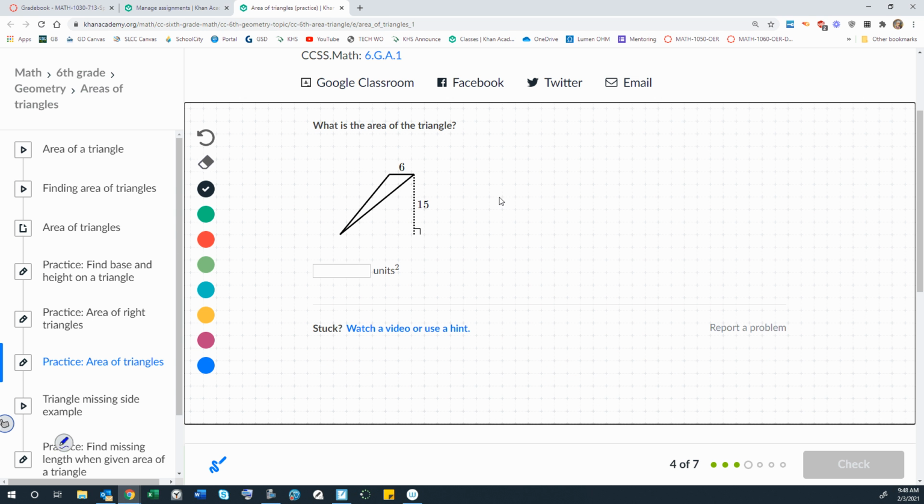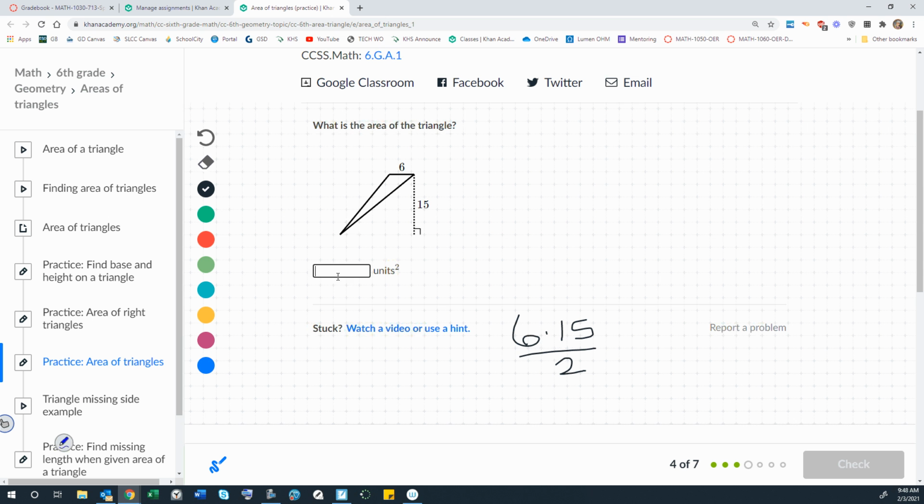All right. Oh, this one's super weird because it's kind of upside down. But if you've got a height of 15 and that is perpendicular to the base of 6, those are the two numbers you're going to use. They haven't given you any other numbers though, so that makes it nice. So we're just going to go 6 times 15 divided by 2. So 3 times 15, that's 45, right?